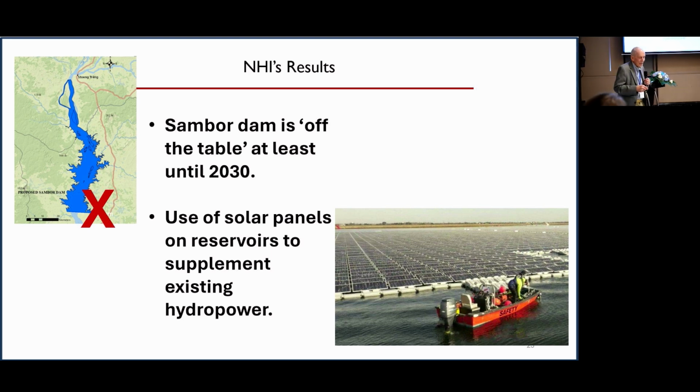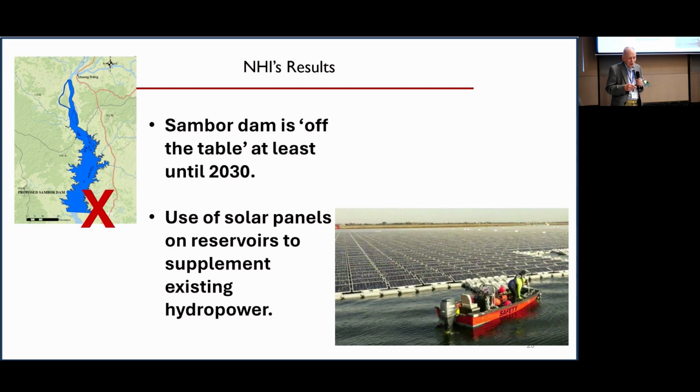I don't know if our study made the impact or not. Probably other contributors as well. But the Samber Dam is now off the table until 2030. It doesn't mean that Samber won't be built in the future, but I can't believe anybody in their right mind would try to do that. 18,000 meter wide dam, 56 meters high.